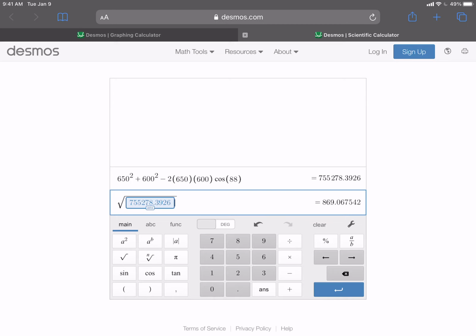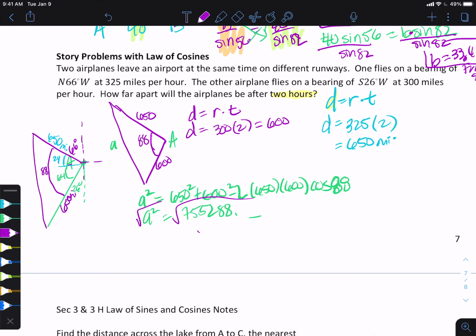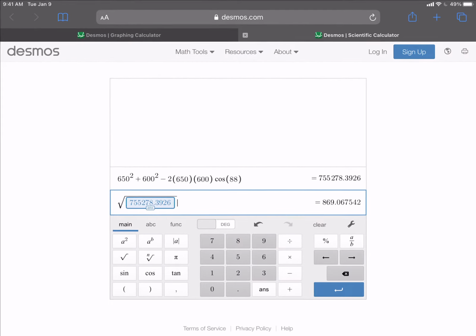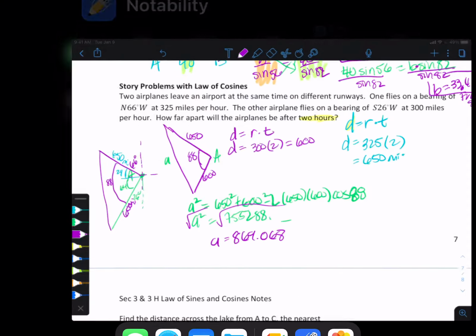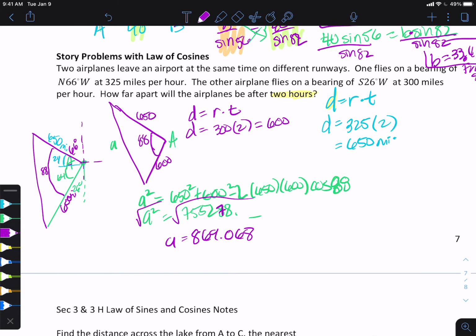So we get 869.068. So A is 869.068, from 755,278. It was close. Okay. So then this gives us our value of how far apart. So they're just shy of 870 miles apart.